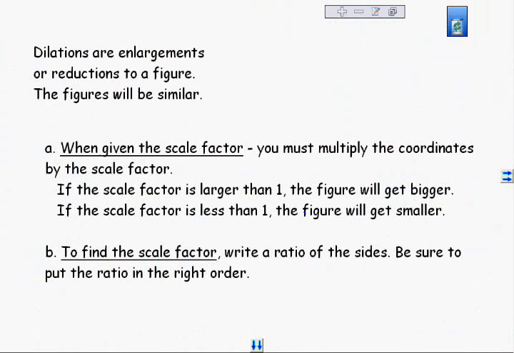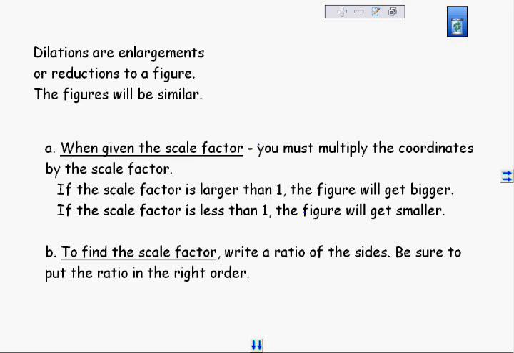Okay, we're going to be working on dilations. Dilations are just enlargements or reductions to a figure, meaning it makes a figure larger or smaller. The figures are going to end up being similar, which means they're proportional in size to one another. So if you enlarged a box times 3, then all the sides would be enlarged by 3. That's what it means by similar.